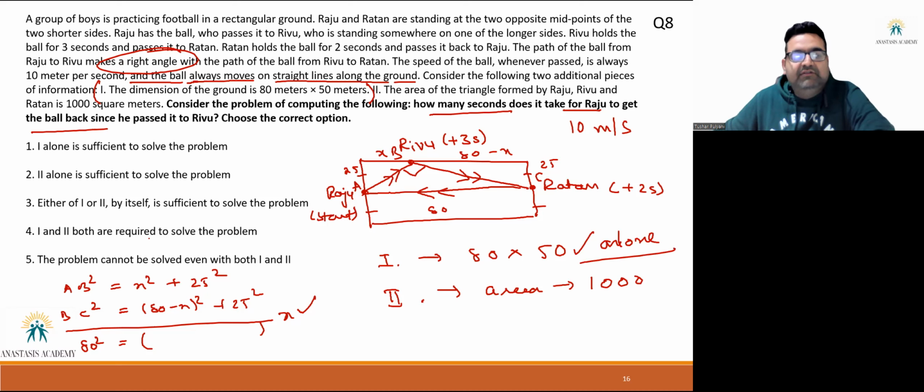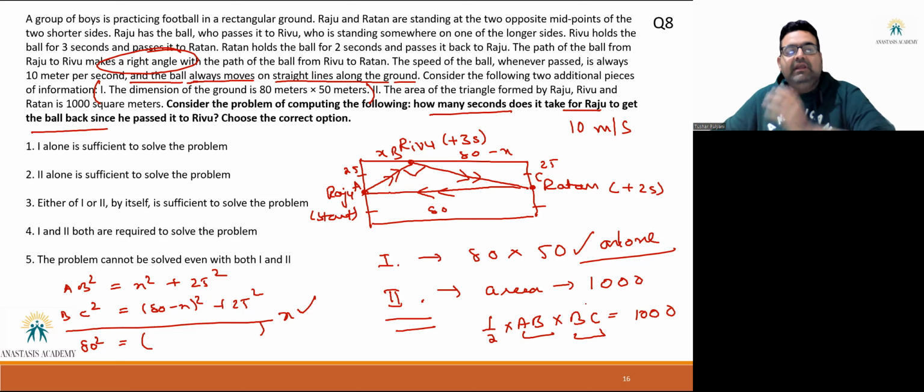Now when one alone is sufficient, since we have an option 3 also that either alone is sufficient, I do need to check statement 2 alone. But here statement 2 alone, without the dimensions of the rectangle itself, will only give me half. Area is half AB into BC. This is 1000. So all I get is AB into BC, right? I cannot get actually AB and BC, because even had they said they are integers or something like that, I could have figured it out. But AB into BC 2000 will give multiple answers. So there will not be one unique solution. And the final answer which you need to take is only one alone is sufficient. I cannot get the answer by two alone in this problem, right?